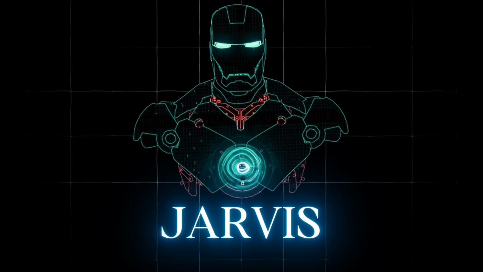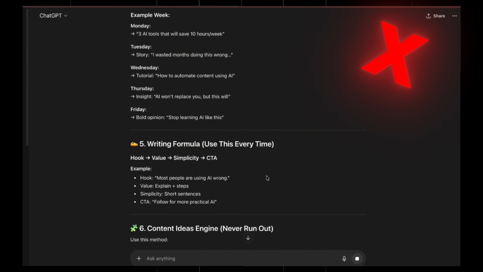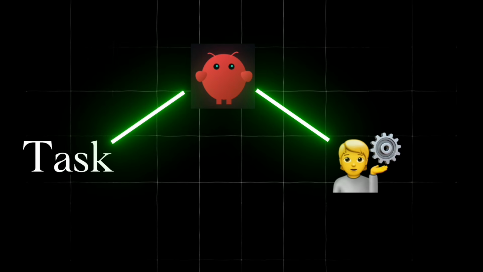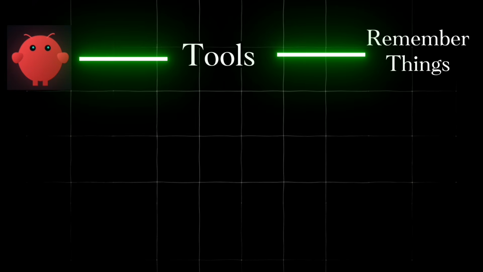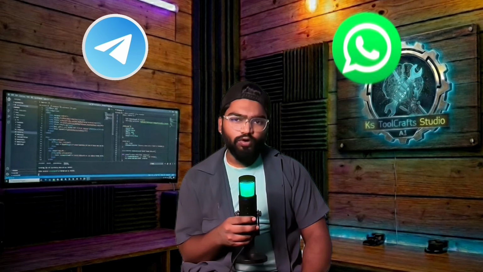So what exactly is OpenClaw? The easiest way to understand it is this. OpenClaw is like a simple version of Jarvis that you see in the Iron Man movie. You give it a task and instead of only replying like a normal chatbot, it can actually try to do that task for you. It can use tools, remember things, and you can even talk to it through Telegram or WhatsApp. So basically, we use Telegram or WhatsApp to communicate with OpenClaw.